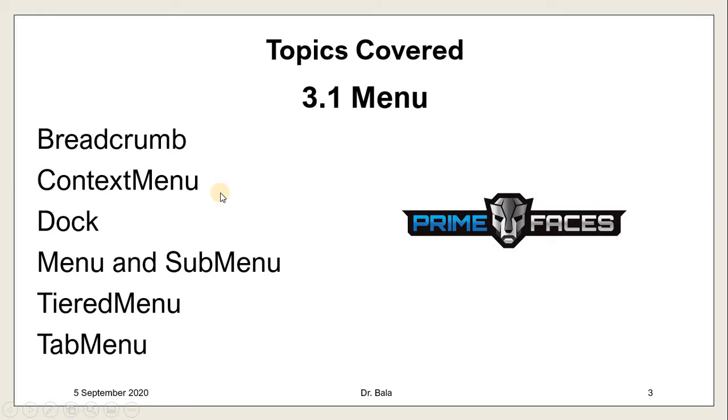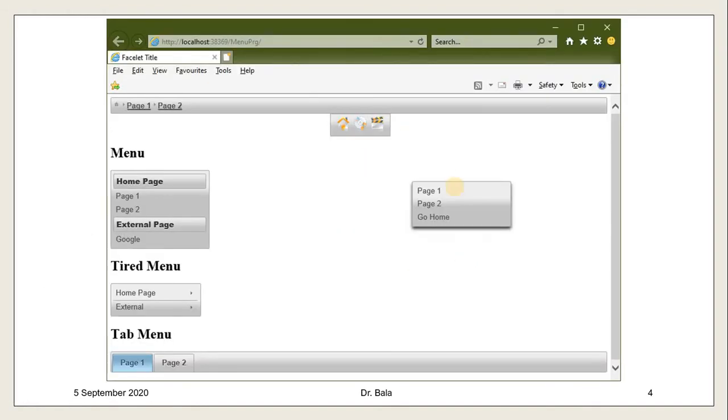For these menus, we are going to use PrimeFaces, so in our program we have to import the PrimeFaces library. I just prepared an output here for your understanding. The top one is a breadcrumb, where we have the home page, page 1, and page 2. So it looks like this.